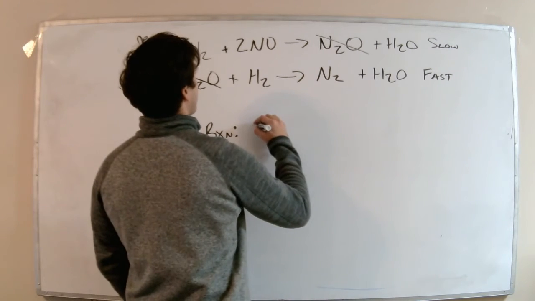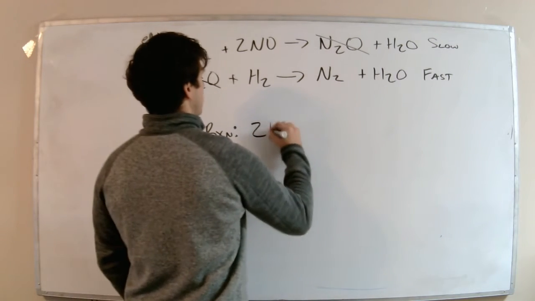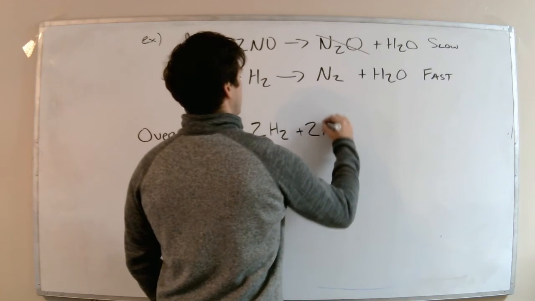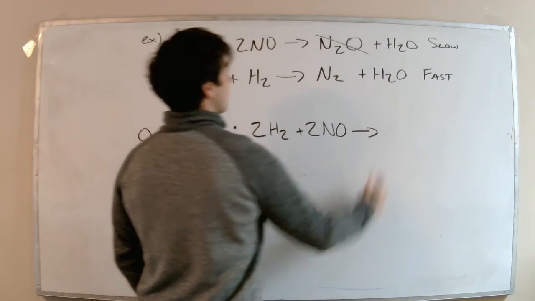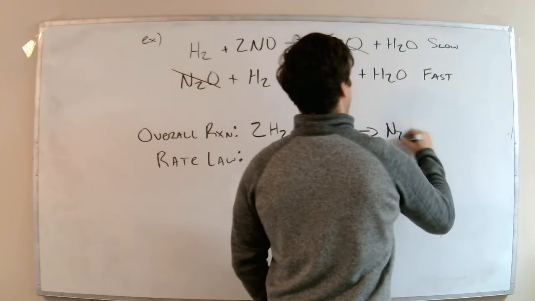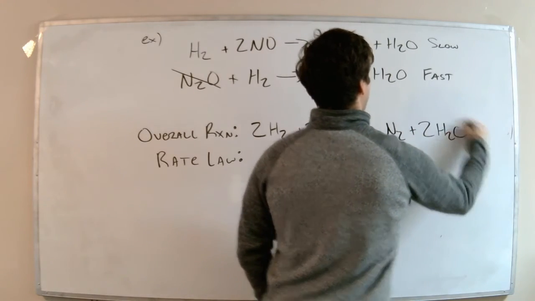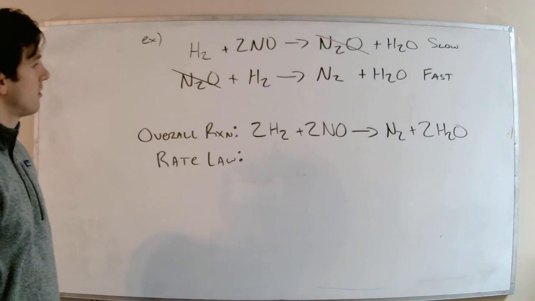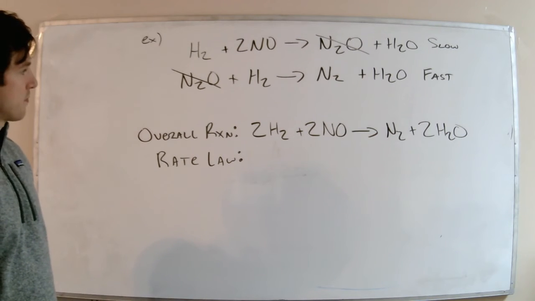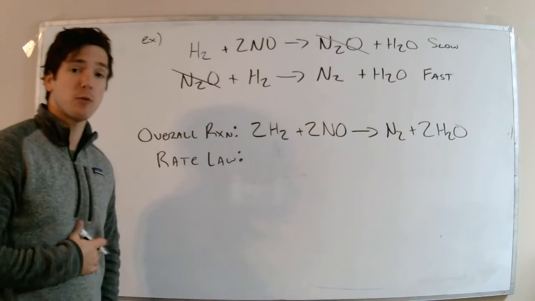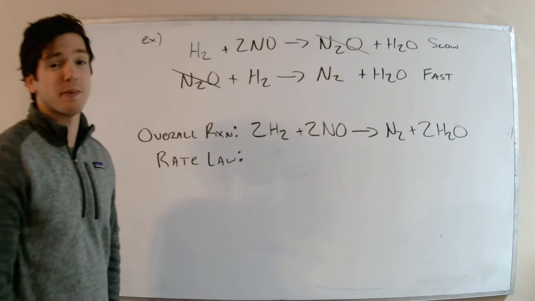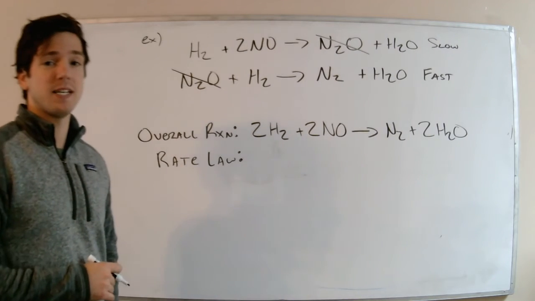So our overall reaction is we got two H2s here. We got two nitrogen monoxides. And we got one N2 and two H2Os. Let's make sure that that makes sense. Yep, it looks balanced to me. Okay, and then we got to determine the rate law. Remember that the rate law is determined on the reactants in the rate determining step.